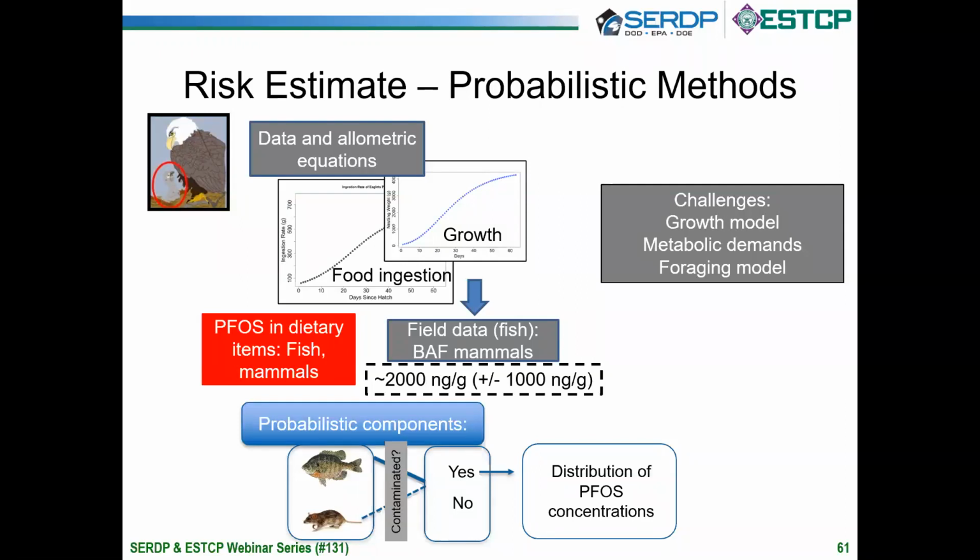So here's the model construct for the eaglets. We used allometric equations for food ingestion and growth through time. PFAS in dietary items was from published literature, again, the Lanza et al. in fish. And then we also have some other sources for PFAS concentrations in mammals. The probabilistic components of this model are right down here. So did the parent eagle select a mammal, or did it select a fish prey item for the eaglet? Moving on, was that prey item contaminated? If yes, then a PFAS concentration was selected from a distribution.